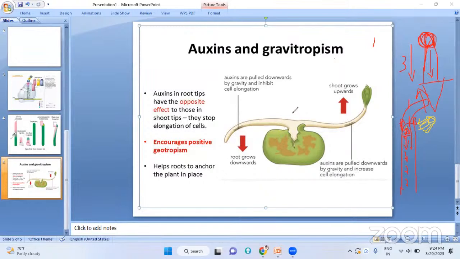This is the seedling plant, the coleoptile, shoot tip, or root tip. Due to the gravitational force, oxygen reaches the bottom. Initially, before gravitational force, the oxygen is completely, randomly distributed, both here and here. If there were no gravitational force, it would stay like this. But after gravitational force, what happened? Due to gravitational force, oxygen reached the bottom of the root and the bottom of the shoot, as we can observe here.